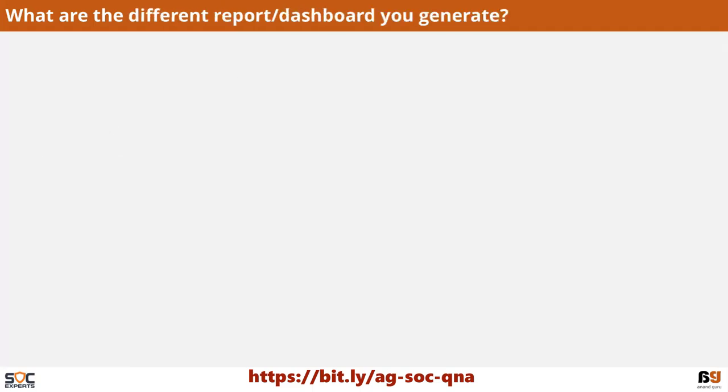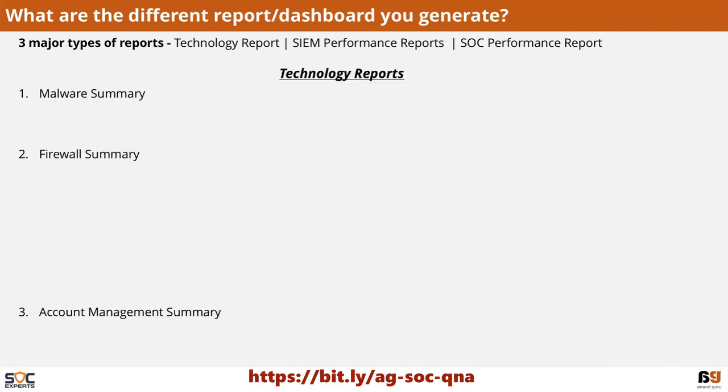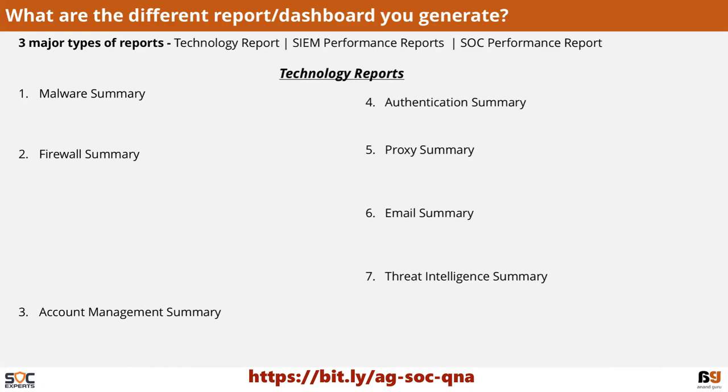What are the different reports or dashboards you generate? There are 3 major types of reports typically generated in SOC. One is technology report, SIEM performance report, and SOC performance report. Technology reports include malware summary, firewall summary, account management summary, authentication summary, proxy summary, email summary, and threat management summary.